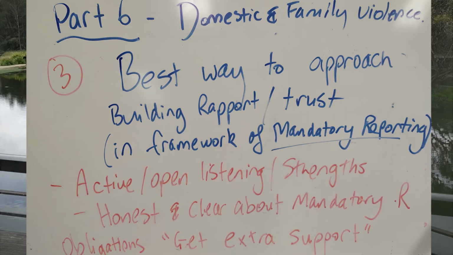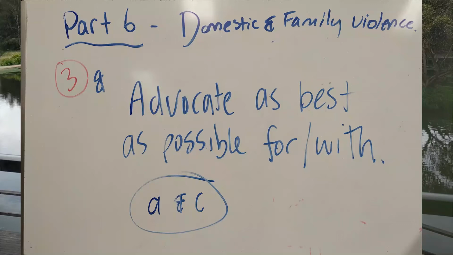It's the law, we have to do it, but it is about getting extra support, and I keep coming back to that point. And I guess part of that process is advocating as best as we can for and with people who are vulnerable, at risk, doing it tough, homelessness. So A and C. A and C for number 3 in part 6.